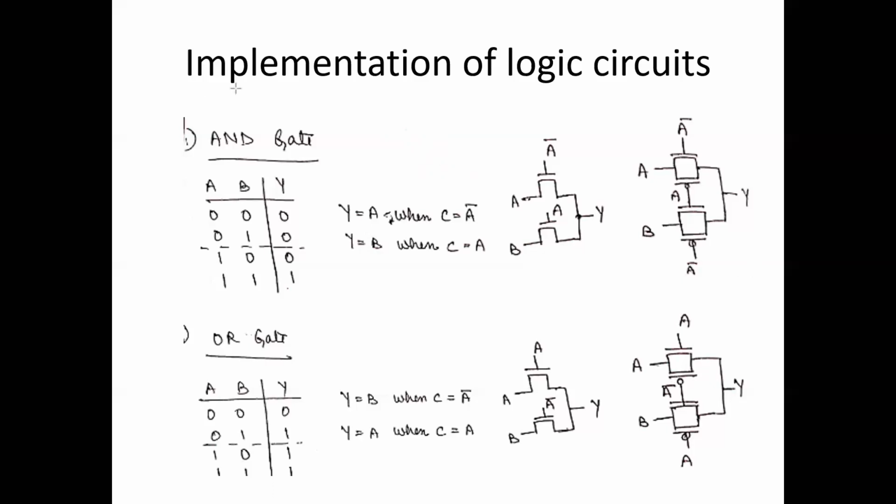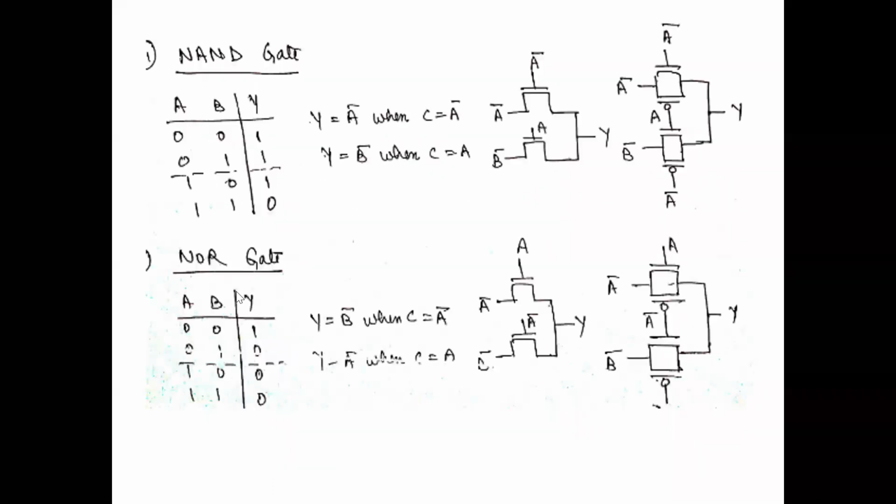Next, implementation of a NAND gate. Again, same thing. Write the truth table and divide this into half. Y is equal to A bar when control signal is A bar, and y is equal to B bar. Okay, this is 0 means this is 1, so y is equal to B bar when control signal is A. So first y is equal to A bar when control signal is A bar, y is equal to B bar when control signal is A.